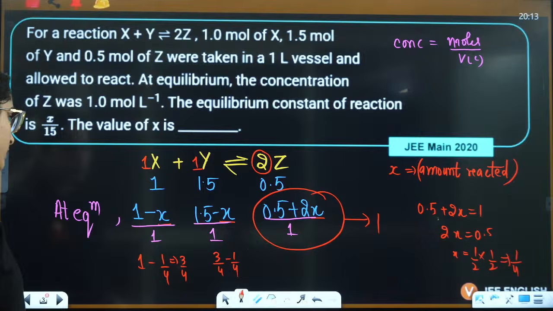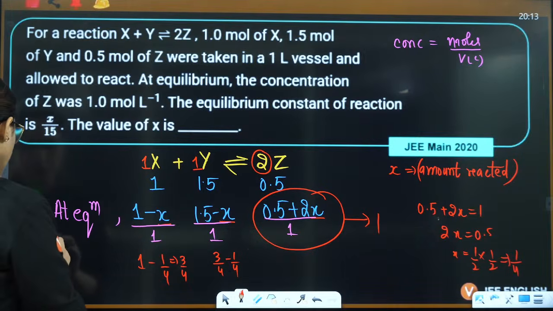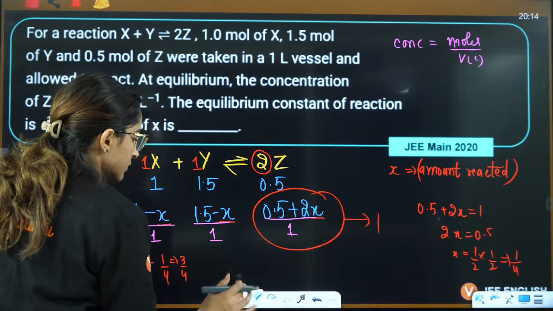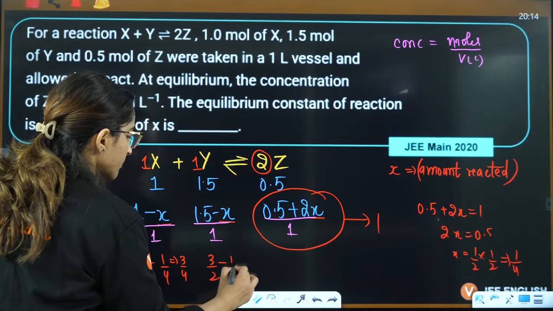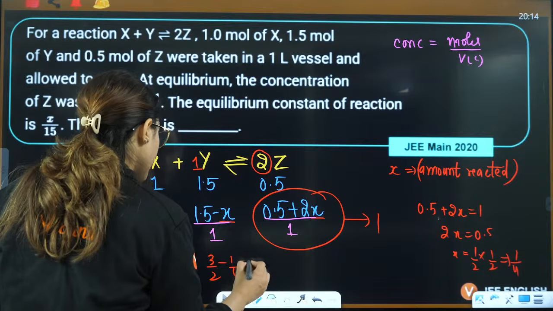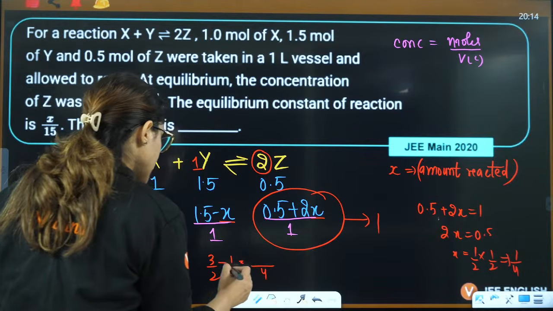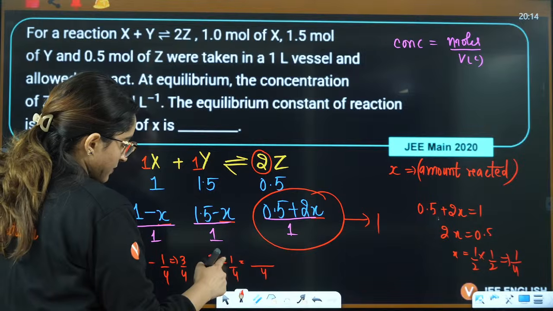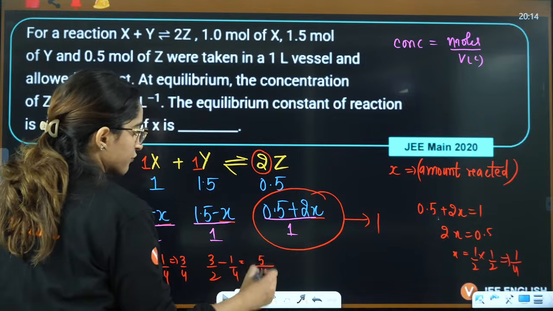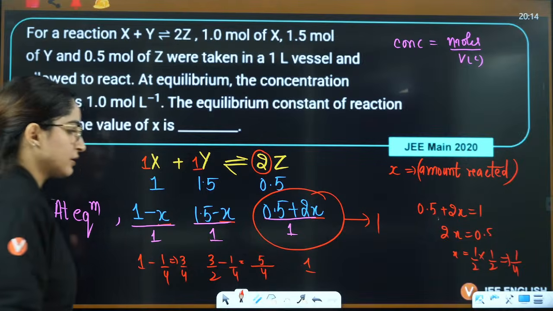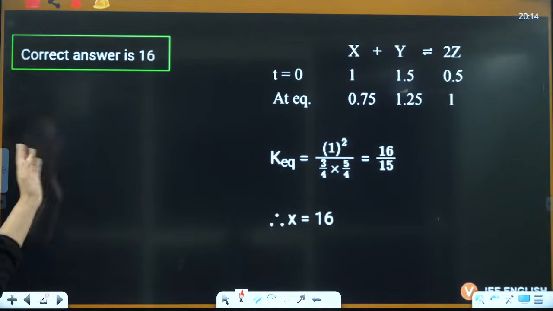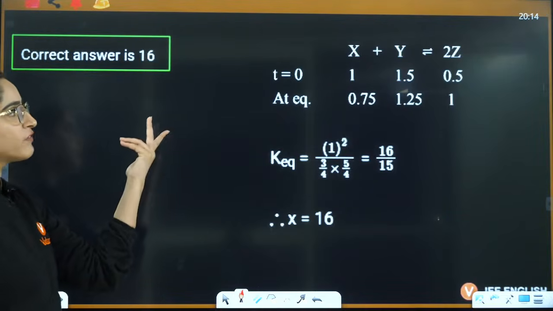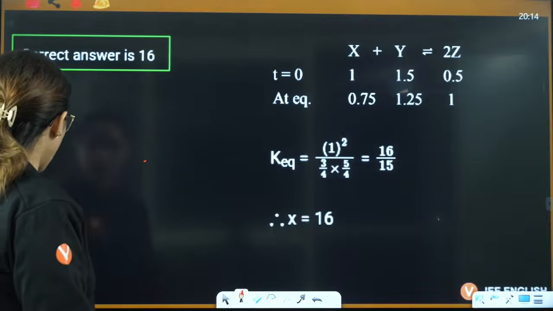This is 3 by 4, right? So 1 plus 1 by 2 is 3 by 2. This will be 3 by 2 minus 1 by 4. That will become, this is 4, and this will be 6 minus 1, that is 5. And this is already given to be 1. Do you get what we are doing? So once you have this, calculate the value of K equilibrium.